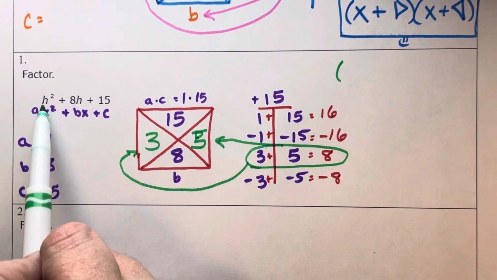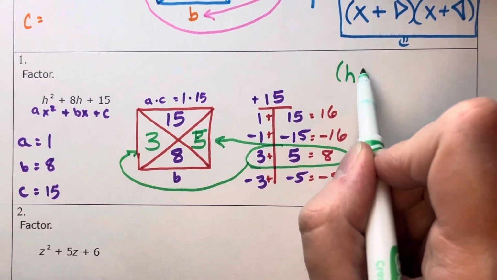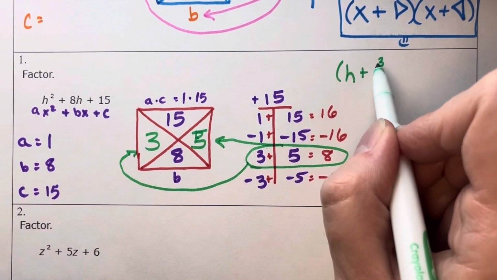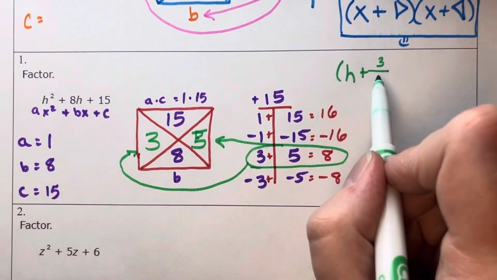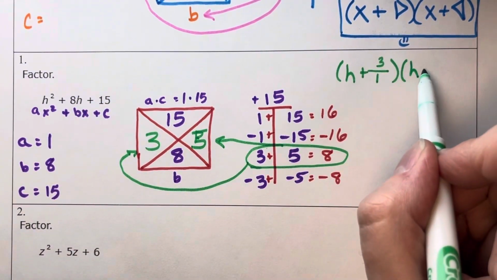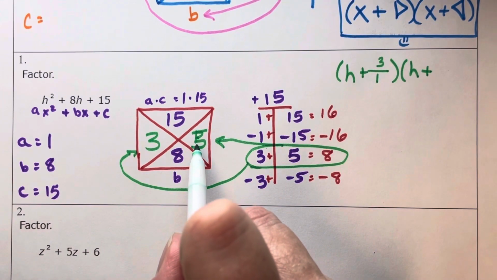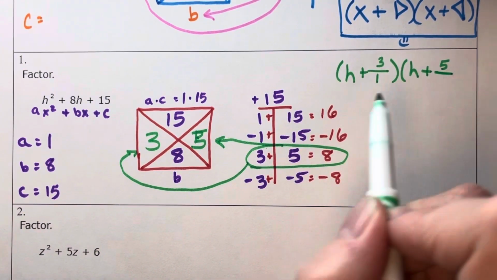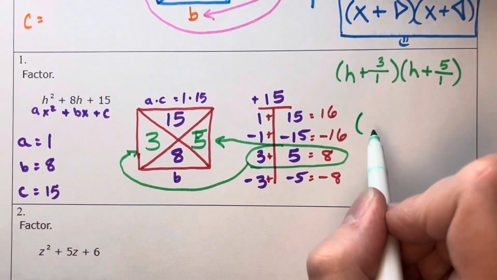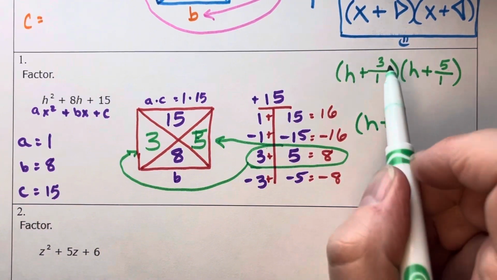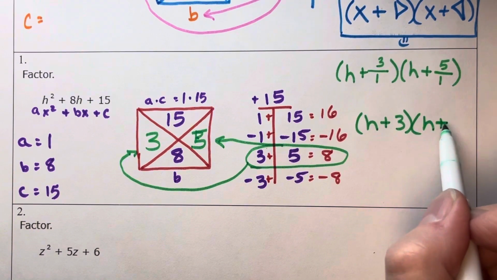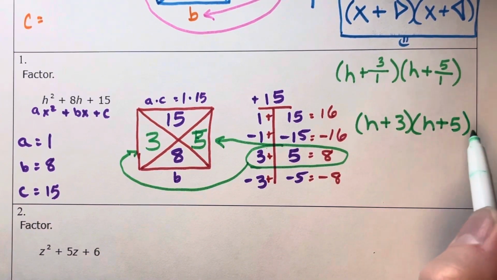So we have a variable of choice that is an H. And we have our left wing, which is a 3, over our A number, which is a 1, times, again, our variable of H, plus our right wing, which is a 5, over our A number of 1. So to clean this up, we would have the quantity of H plus 3 divided by 1 is 3, times the quantity of H plus 5 divided by 1, which is 5.